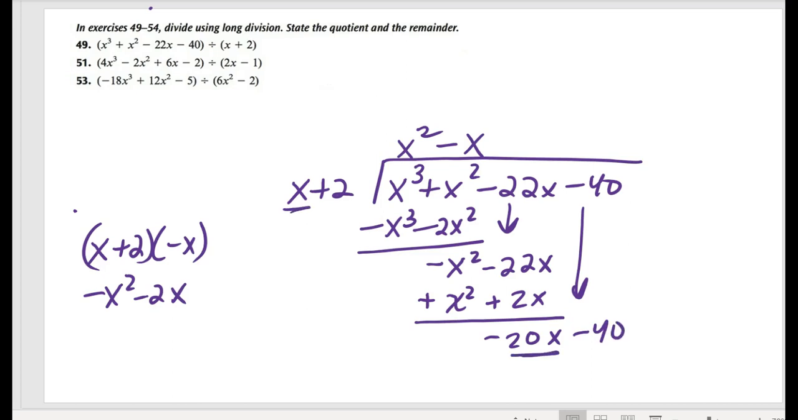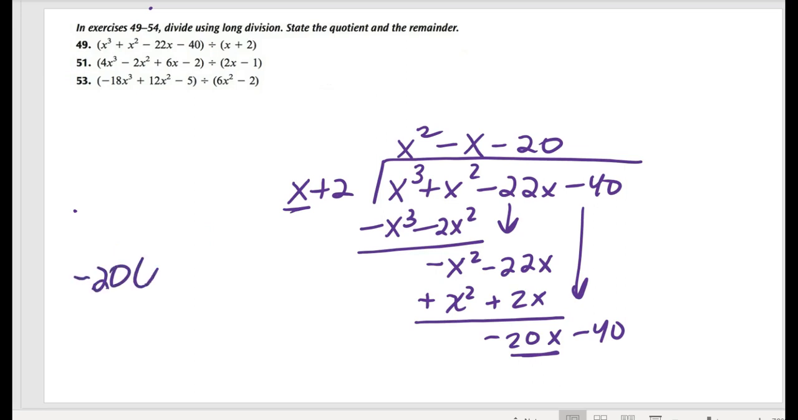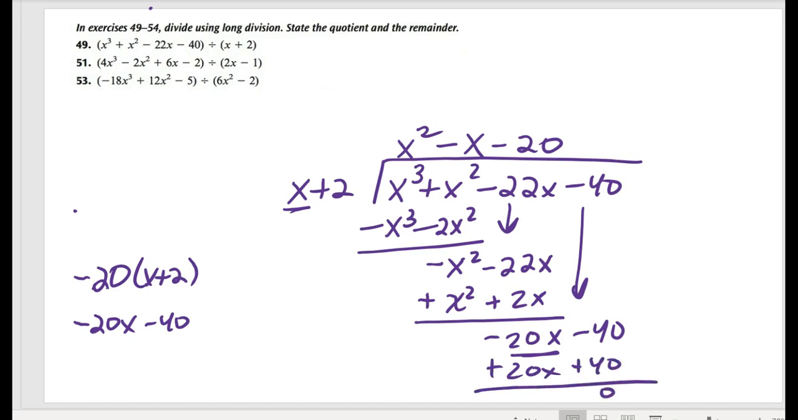Leading term only. What times x will give me negative 20x? Well, that's going to be a negative 20. Now I'm going to multiply negative 20 times x plus 2. And I'm going to get negative 20x minus 40. I'm going to change my signs, and I'm going to have a remainder of 0. So my quotient will be x squared minus x minus 20, and my remainder is 0.